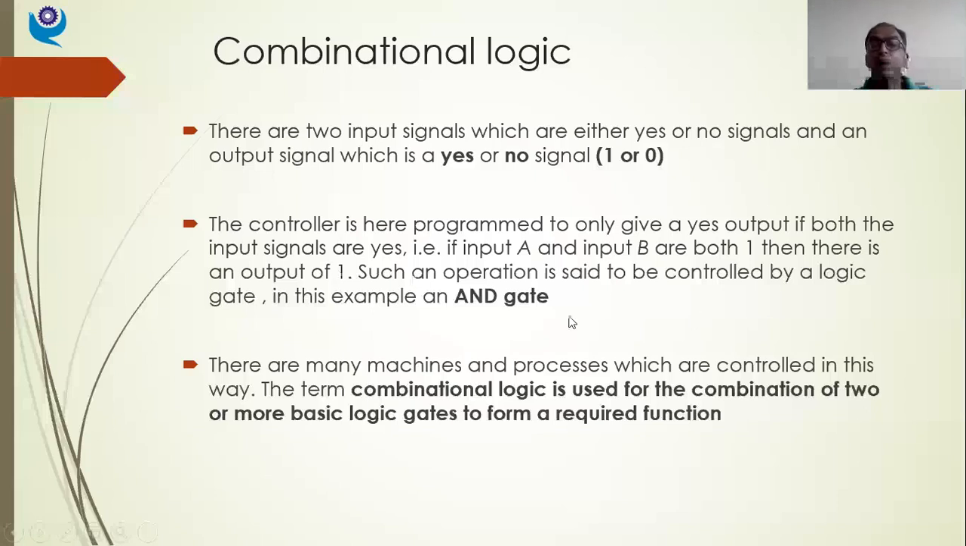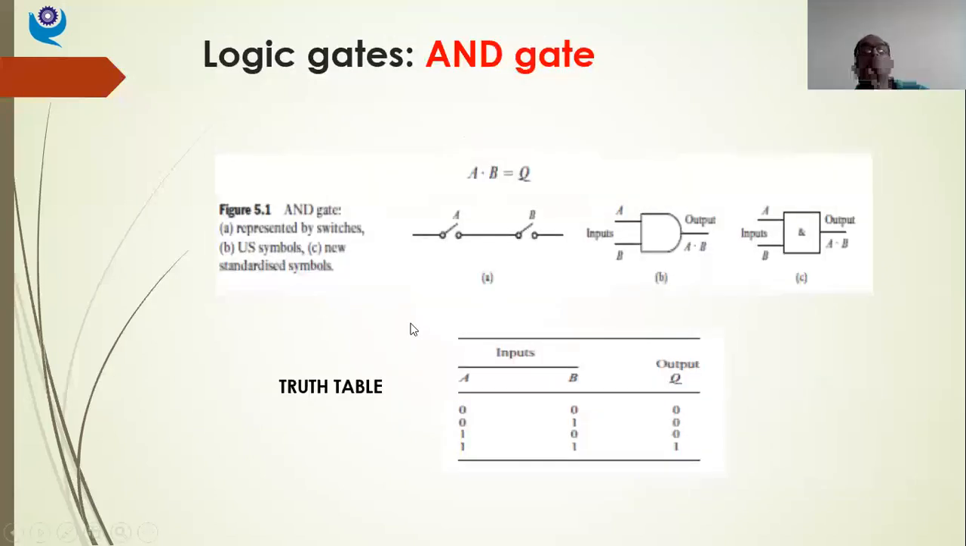Such an operation is said to be controlled by a logic gate. This is an example of AND gate. We'll see the details later on. There are many machines and processes which are controlled in this way. The term combinational logic is used for the combination of two or more basic logic gates to form a required function. So this is what is combinational logic. Let us quickly see a few of the gates.